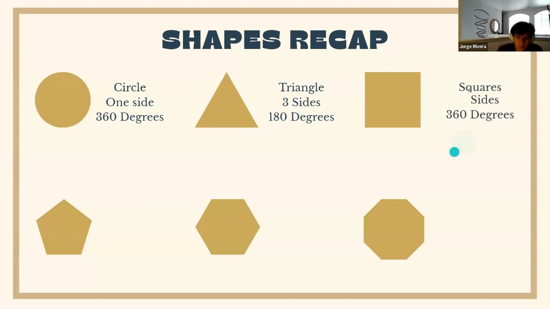All right, and here we have a square. We have four sides, and here it is equal to 360 degrees, right? Because the square has four corners. What that means is basically it just has four 90-degree angles, right? So 90 times 4 is equal to 360, all right?